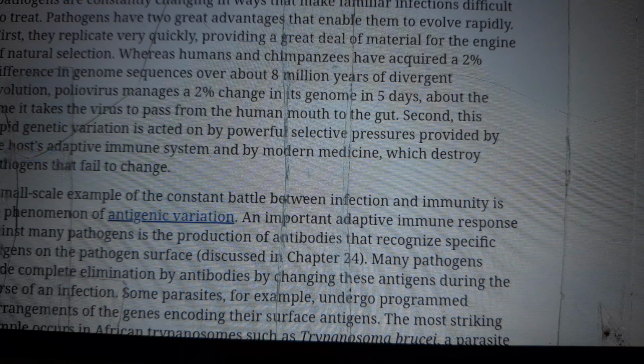Whereas humans and chimpanzees have acquired a 2% difference in genome sequence over about 8 million years of divergent evolution, poliovirus manages a 2% change in its genome in 5 days, about the time it takes the virus to pass from the human mouth to the gut. Second, this rapid genetic variation is acted on by powerful selective pressures provided by the host adaptive immune system and by modern medicine, which destroy pathogens that fail to change.